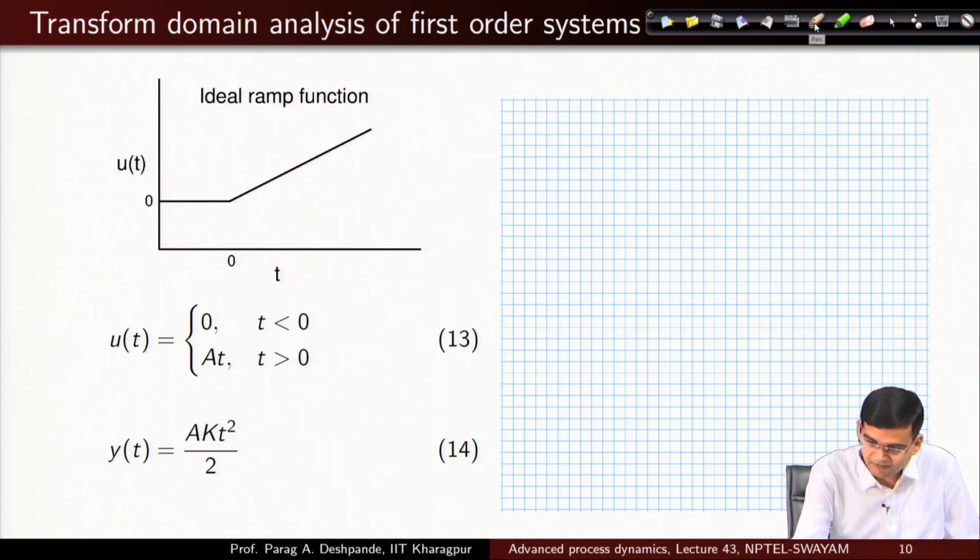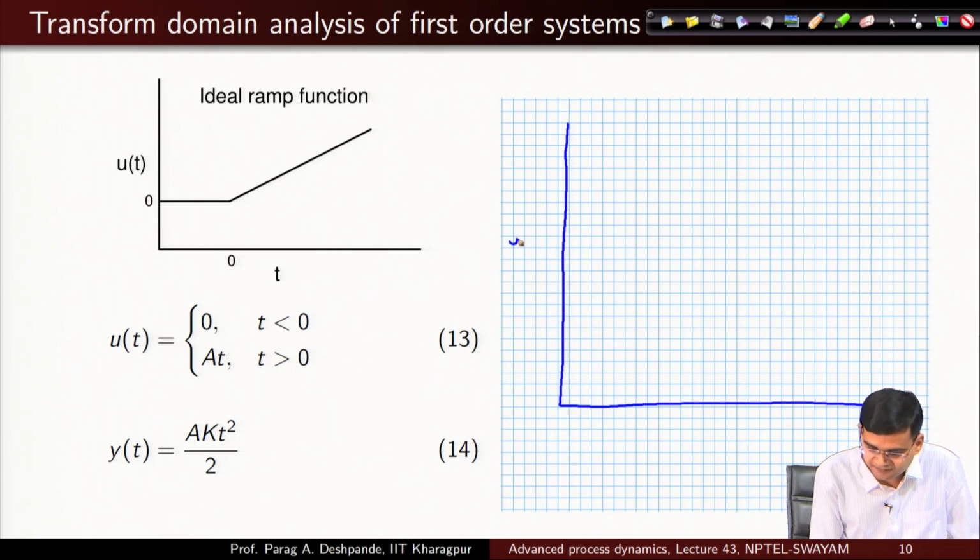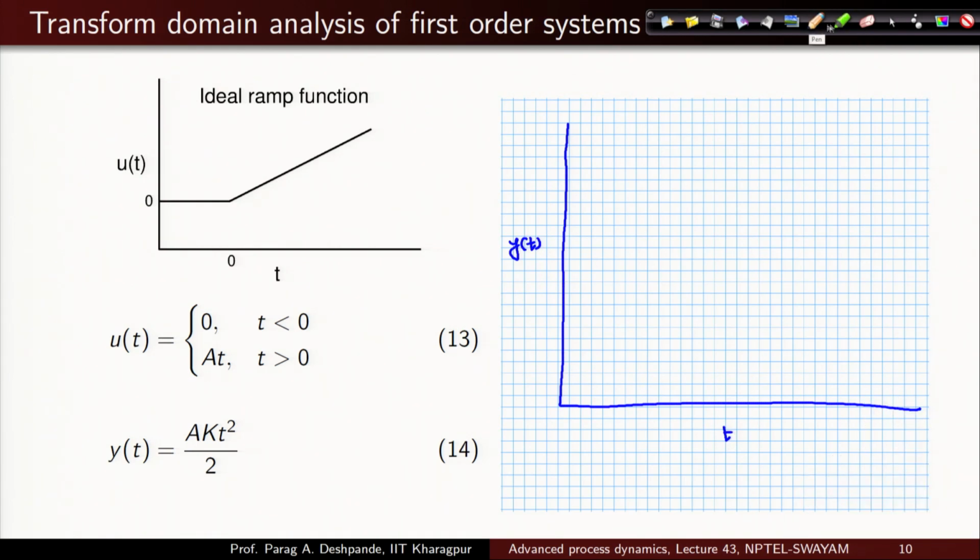Fine. Then a ramp function. We just now saw the response for a ramp function. Y of t versus t, this is the forcing function. The general response you would expect to be like this, but what is the actual response? A k t squared by 2. So, your actual response would be like this. Okay. Again very different.